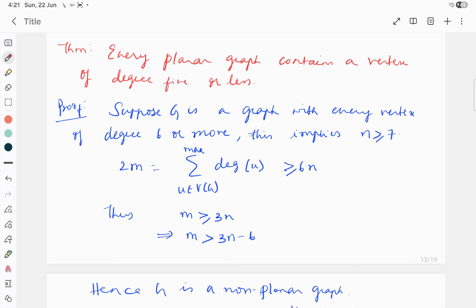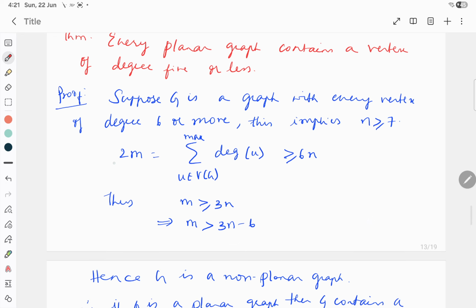that it is non-planar. So suppose G is a graph with every vertex of degree 6 or more, that is greater than 5, which implies that the number of vertices must be greater than or equal to 7. So for a simple graph with 7 vertices, the maximum degree of each vertex can be 6. So we are considering a graph G with every vertex of degree 6 or more, which implies that n is greater than or equal to 7.